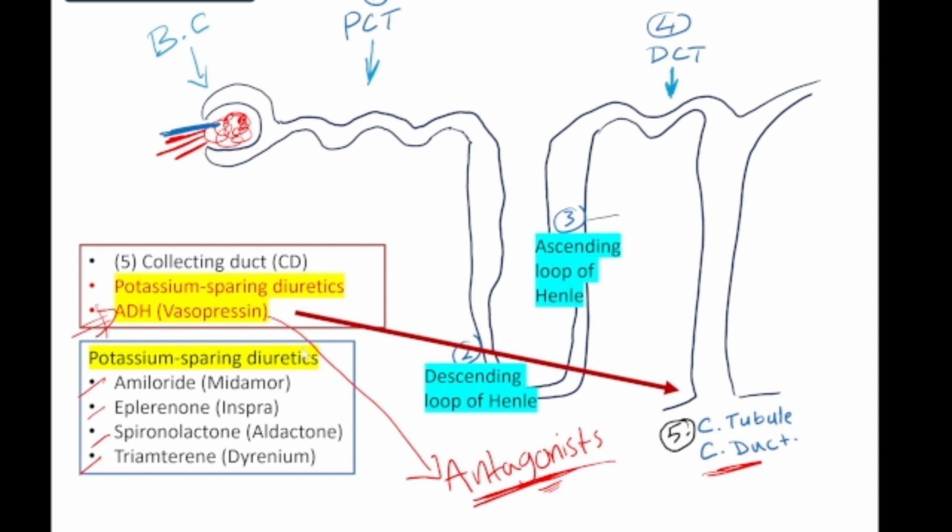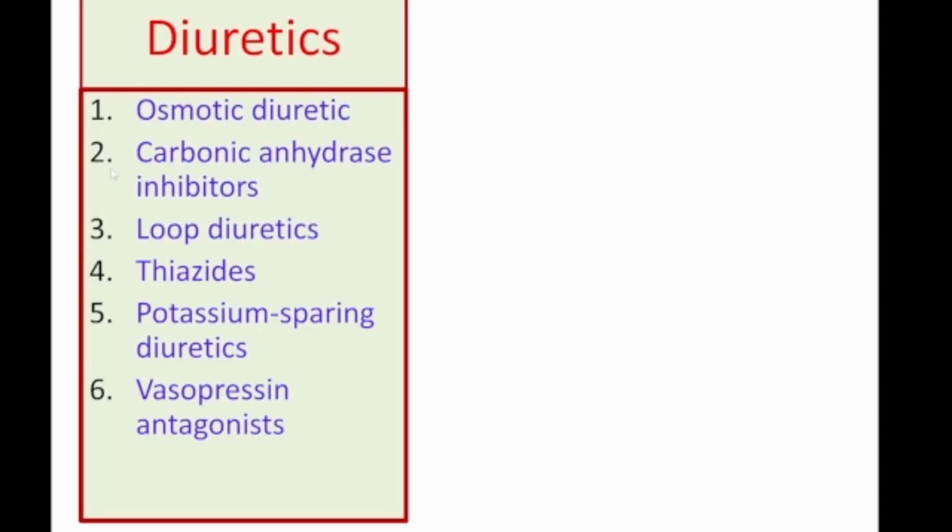So the question now: where is the site of action of potassium-sparing diuretic? Collecting tubule and collecting duct. Give me an example of medication belonging to the potassium-sparing diuretic. We have four names: amiloride, triamterene, spironolactone, eplerenone. So four medications belong to the potassium-sparing diuretic. Okay, we are done with the diuretics. We discussed the medication names.